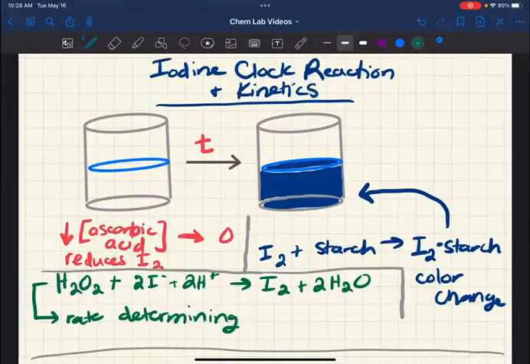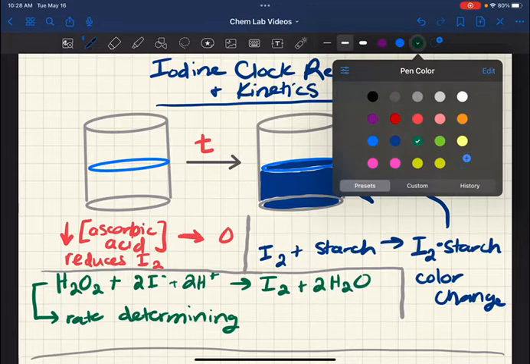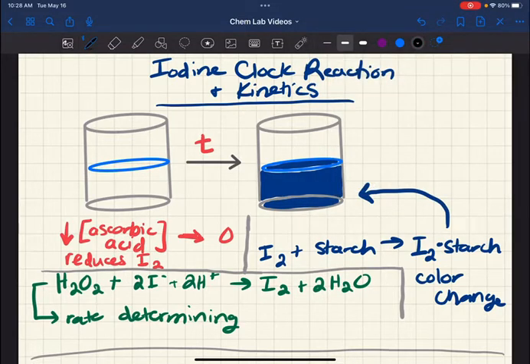This week your experiment will be on the iodine clock reaction and the kinetics of this reaction. This is kind of a famous reaction for lab experiments because it's really neat to see the color change in real time when all of the ascorbic acid of your solution runs out and you form an iodine starch complex which causes a color change.